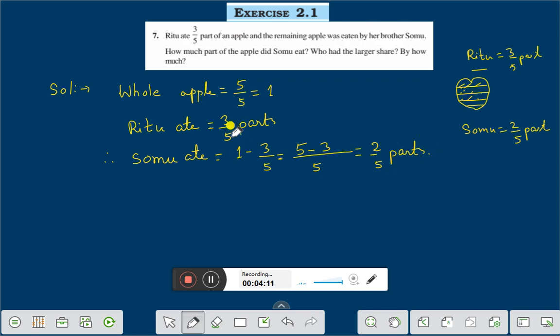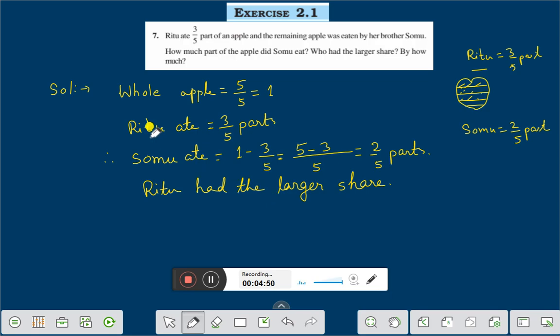Here you see, since the denominator is the same, who had the larger share? Ritu ate 3 by 5 parts and Shomu ate 2 by 5 parts. From this figure, we can say that Ritu had a larger share. Who had the larger share? Ritu had the larger share. Right? By how much?